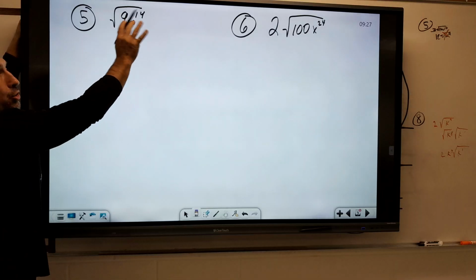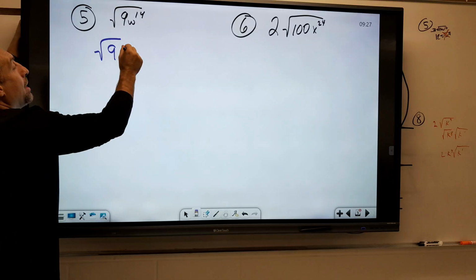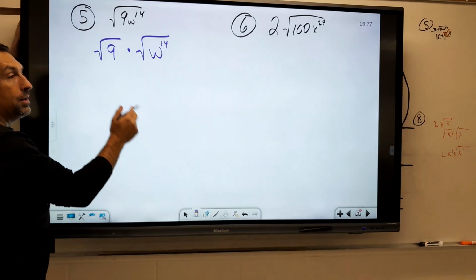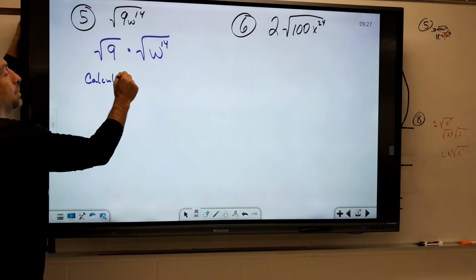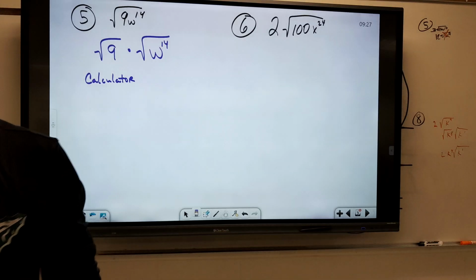All right, guys, I gotta teach. Okay, so the number parts. This is the part you gotta get correct, because you're never gonna plug letters into your calculator. But we can evaluate. This is a two-part problem. You've got the square root of 9, and the square root of w to the 14. This can be done on the calculator. What is it, 3? Do it on your calculator. You don't have to ask me. You can figure it out. I think it's 3.